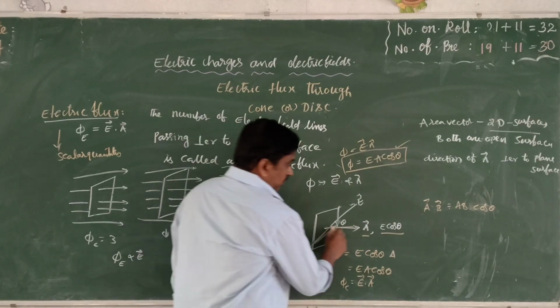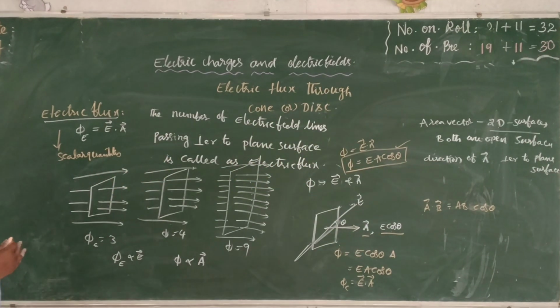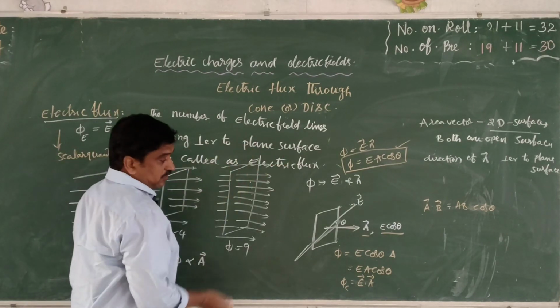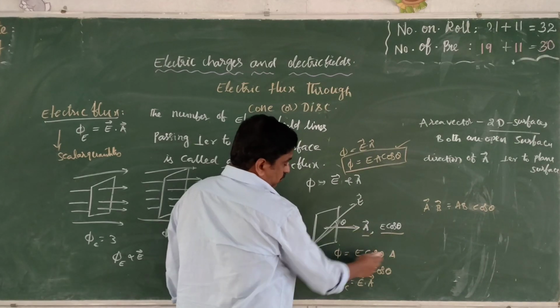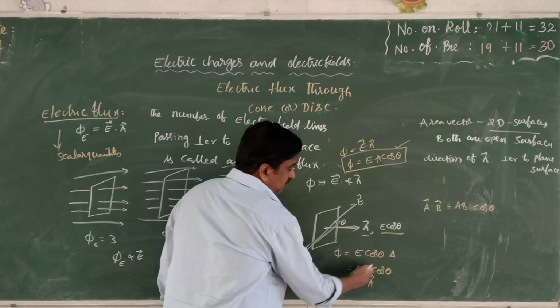See here, E cos theta is perpendicular to the plane surface. Electric flux means the number of field lines passing perpendicular to the plane surface, that is, E cos theta times the area vector. That product we call electric flux. So that's why E cos theta into A, that is EA cos theta.